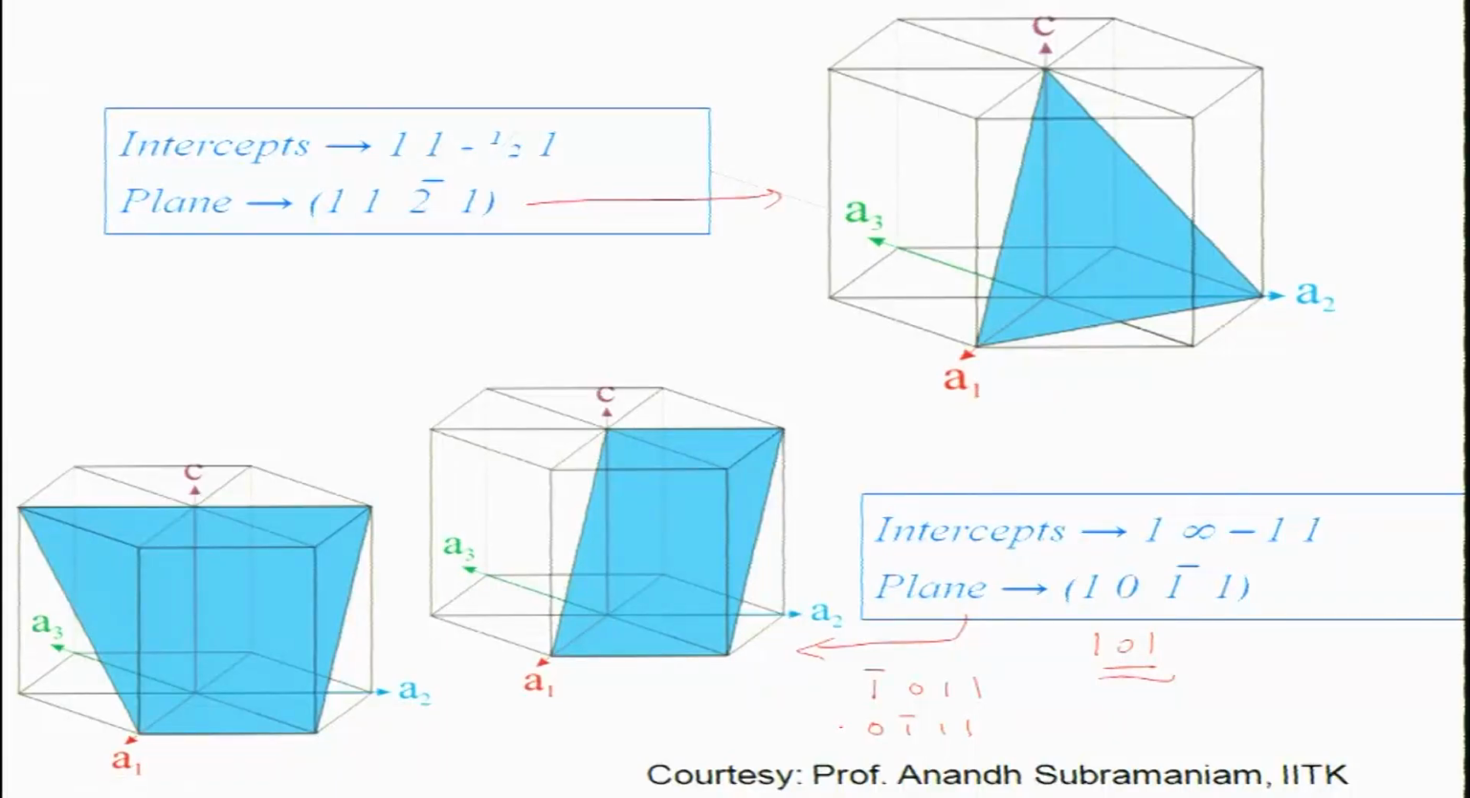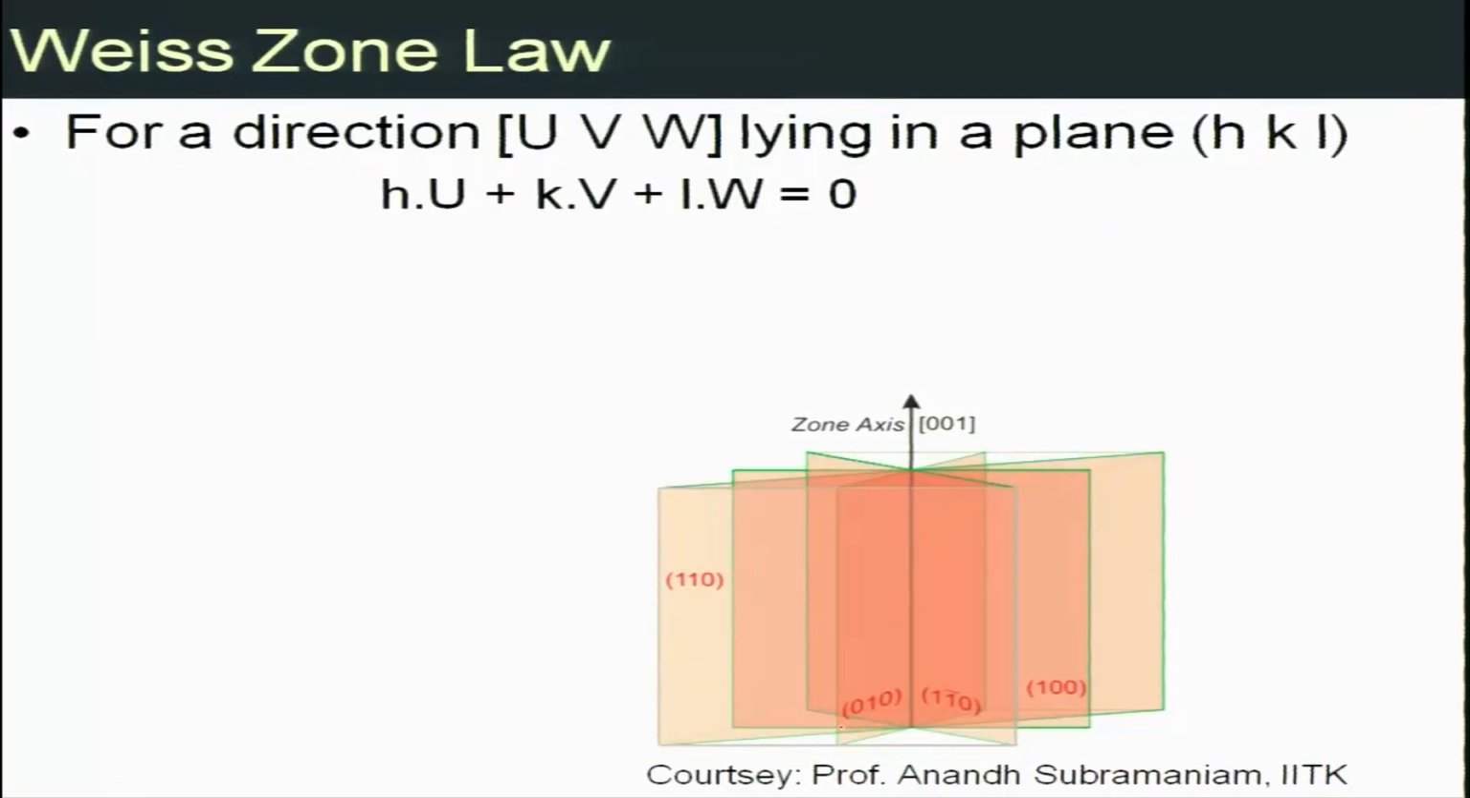So this relation is true only for cubic system. For hexagonal, tetragonal and orthorhombic it depends upon which direction and which plane you are talking about. Another crystallographic thing that you need to know is the Weiss zone law.